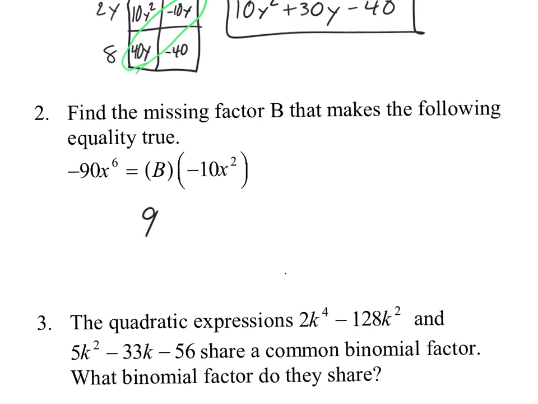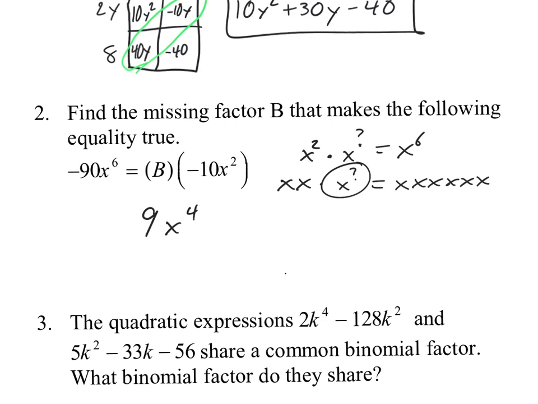And then now let's look at the variables. Now we're saying x squared times what would equal x to the 6? And remember, that's like saying x squared times x to some unknown number equals x to the 6. And what does that really mean? It means x times x times some unknown number of x's, times x times x times x times x times x. Well, how many more x's do we need? We would need 4 more x's. Boom. So that must be our answer.